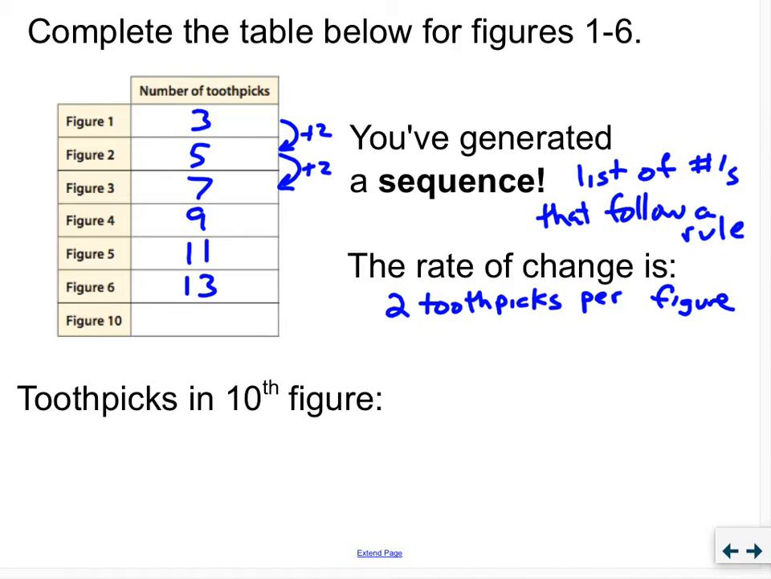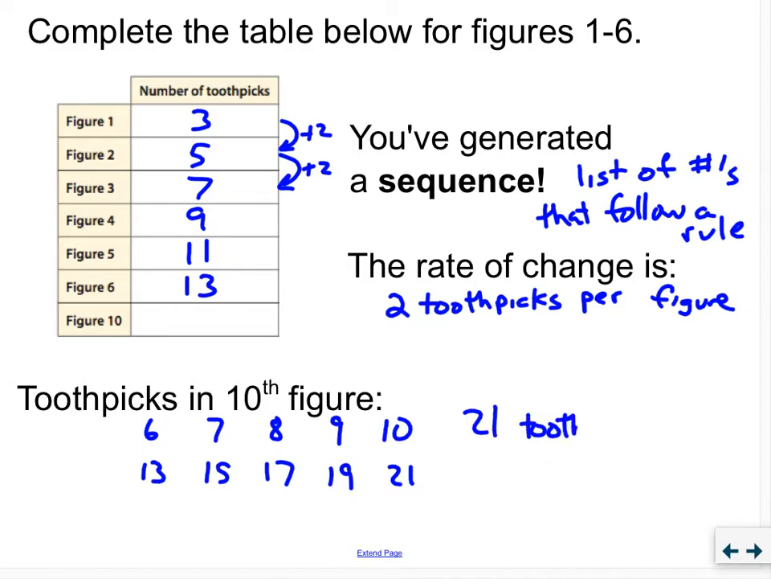So then how many in the 10th figure? Oh man, do we have to draw figure 7, 8, 9, and 10? Well, not if we know the rate of change. We knew figure 6 had 13 toothpicks. Well, figure 7, we'd add 2 more and get to 15. Figure 8 would have 17. Figure 9 would have 19. And figure 10 would have 21. So knowing our rate of change can help us figure out additional terms as well.